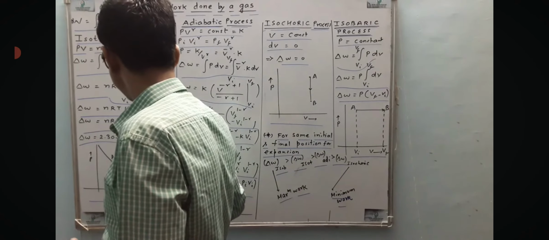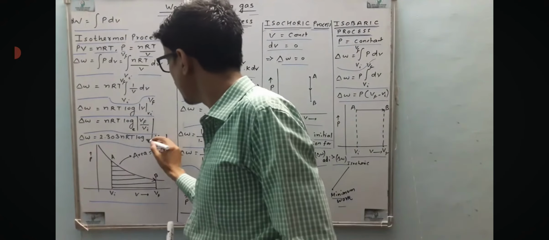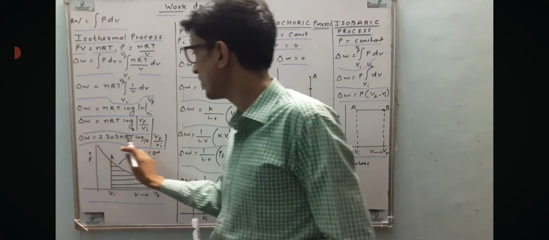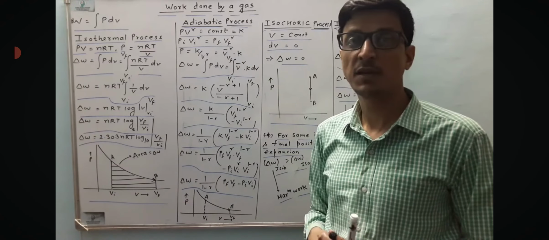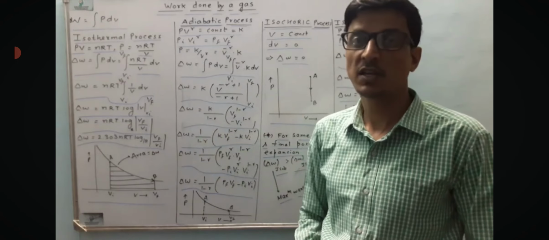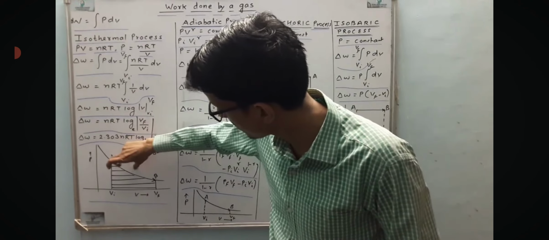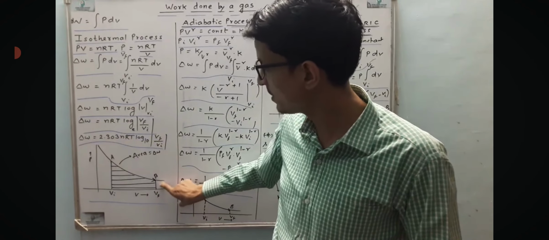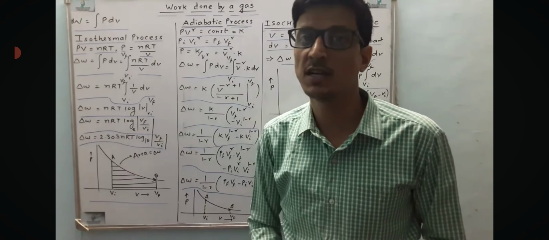So if I change the base, then using the base change formula, we can see that this work done will be 2.303 nRT log base 10 V final by V initial. Now let us draw the graph of this. The graph will be a rectangular hyperbola. Suppose initial volume at point A is Vi and final volume at point B is Vf. So this area under the curve will represent the value of delta W.